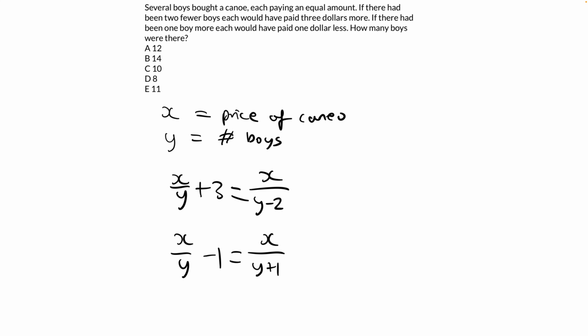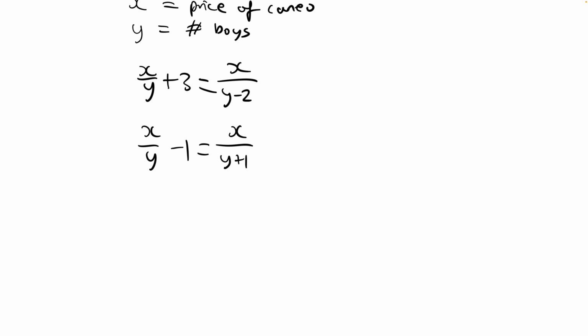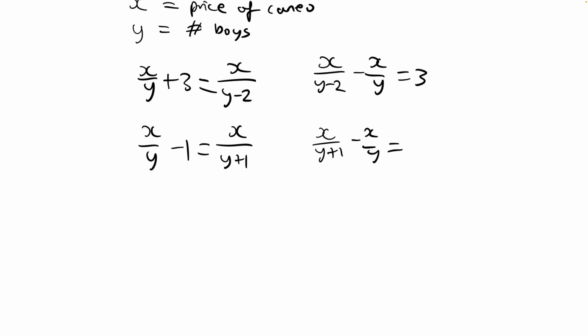So now we have these two equations. Amazing. Now, what do we do with these equations exactly? Well, you might approach it from here straight away, but what is suggested is to first rearrange these. So we have x over y minus 2 minus x over y equals 3. And then we do one more thing here, the same on this side, equals minus 1.